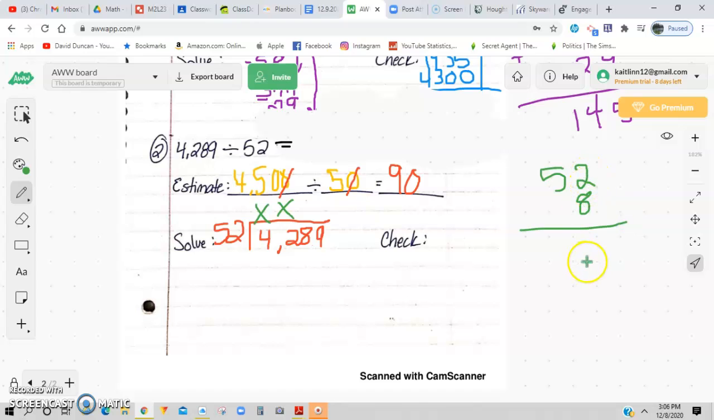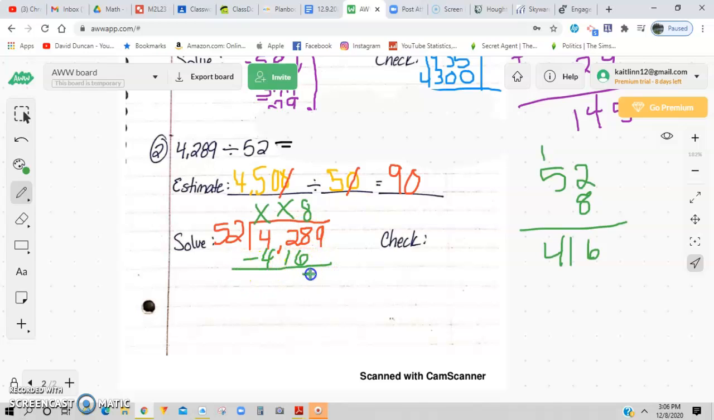Okay, 8 times 2 is 16, 6 carry the 1. 8 times 5 is 40, plus 1 is 41. So I have 416. That's as close as I can get to 428 without going over. So I'm going to draw my 8 right here. Subtract 416.